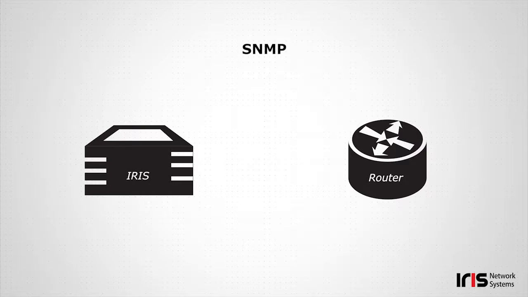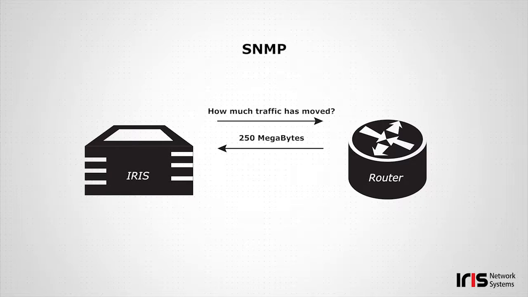IRIS asks the router, "On interface 1, how much traffic have you moved?" The router replies with 250 megabytes. IRIS waits 5 minutes and asks the router again. "And now?" The router replies with 265 megabytes. So with the difference being 15 megabytes, we know that in the last 5 minutes, the interface on the router moved 15 megabytes of data. This is called a counter.